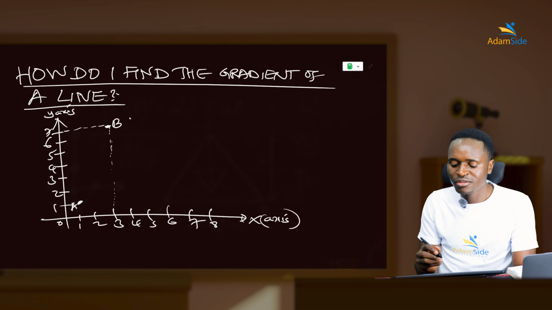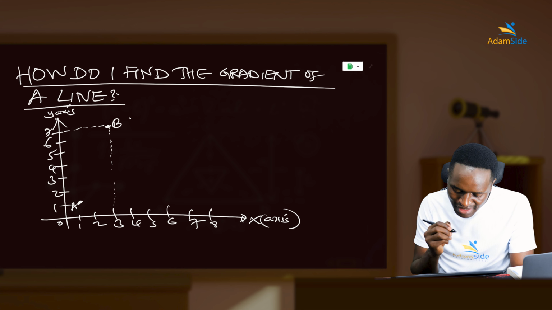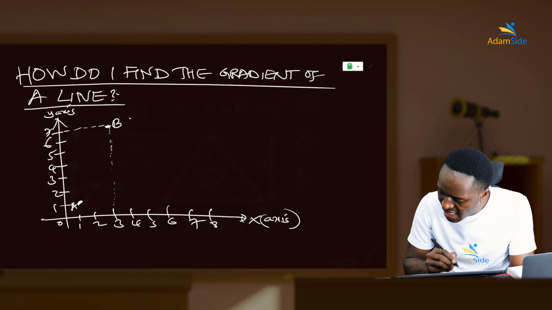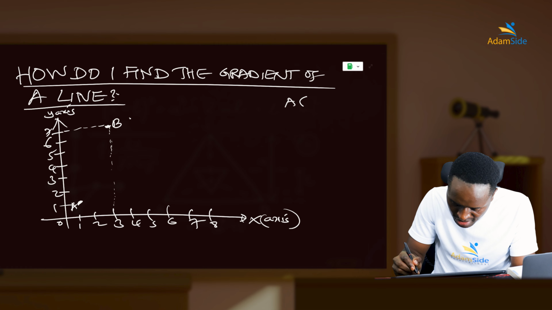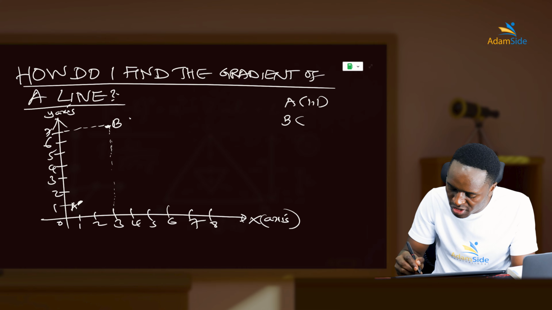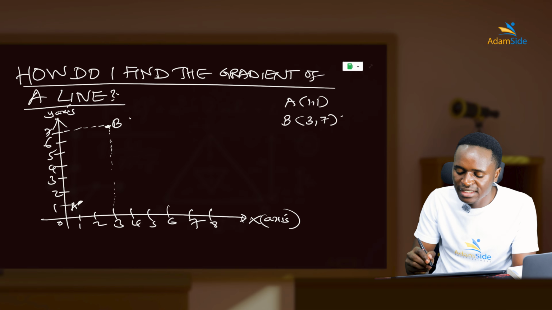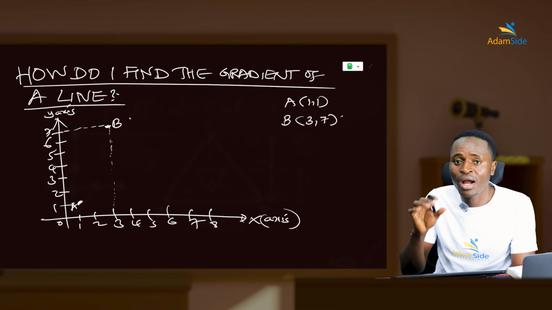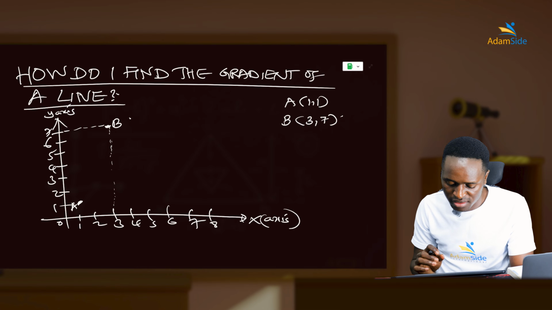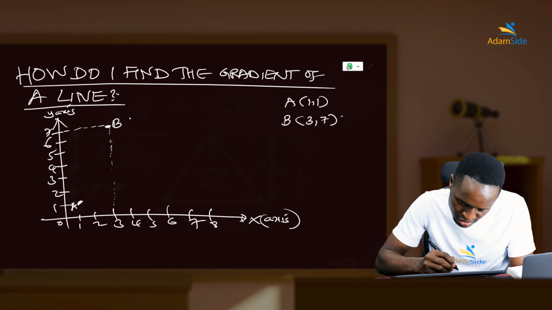Now you're told to find the gradient of the line. Point A has coordinate (1, 1), x as 1, y as 1. And point B has coordinate x as 3, y as 7. How do I find the gradient? We say the gradient is a measure of how steep a line is. So to connect the two coordinates, you come up with a straight line.